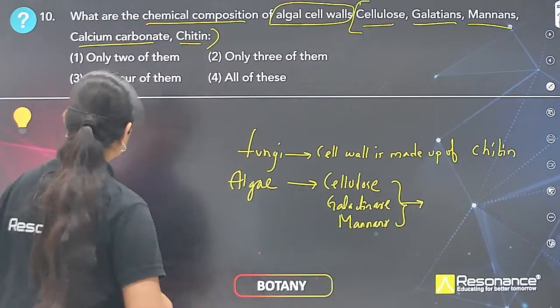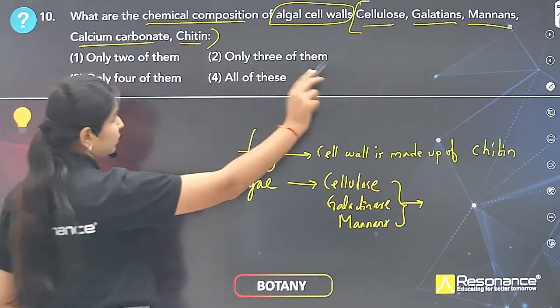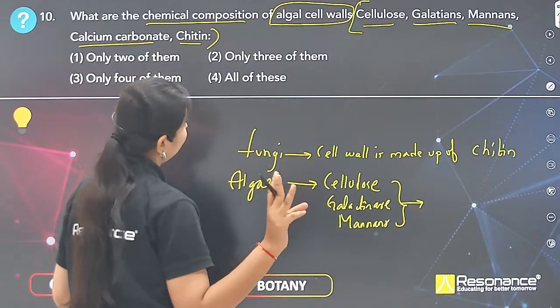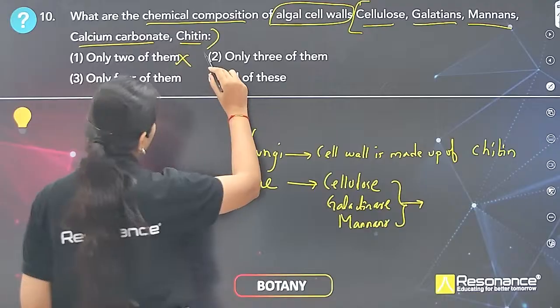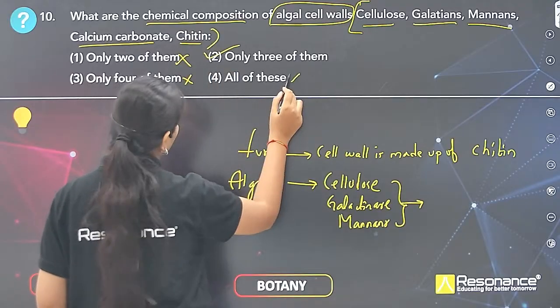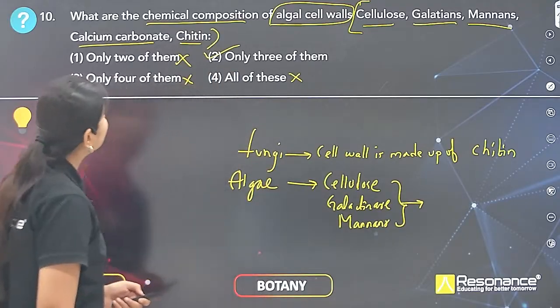Okay, so what's the answer? So total 5 are there. Out of 5, how many of them belong? Only 2 of them belong? No, we have 3 there. So only 3 of them belong. It's not 4, it's not all of these. Next, moving to the next question.